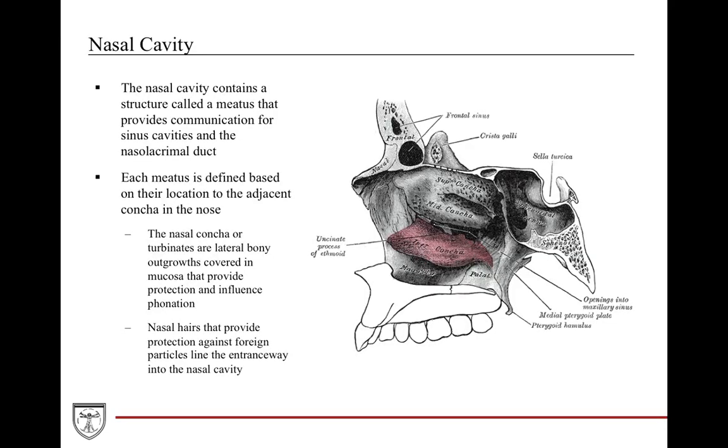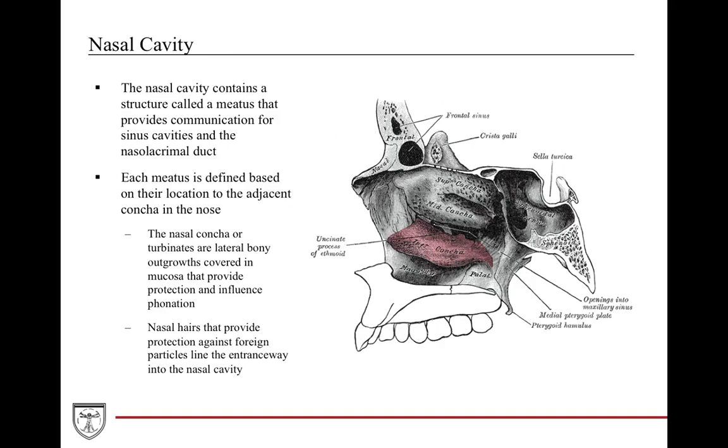So the nasal cavity contains a structure called a meatus. The meatus provides a communication from the sinus into the nasal cavity. Each meatus is defined by its location, by the adjacent proximity to the concha of the nose. The concha, or what are also called the turbinates, are lateral bony outgrowths covered by mucosa that help with protection, influence phonation, and humidify the air, but they also protect the meatus, the entranceway into these sinuses.